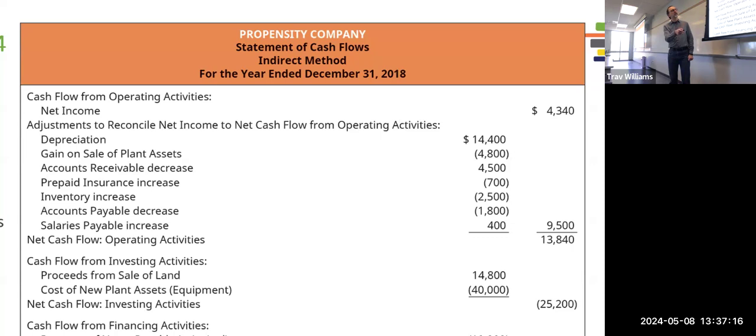Then we have to make all these adjustments here. Let's see what those adjustments are. There was some depreciation. And remember, there's no cash involved with depreciation, right? That's an expense that's part of the net income, but there was no cash. So we need to get rid of it. So we're going to add that $14,400 to this number to increase our cash flow calculation. But we're going to use all these numbers together at one time.